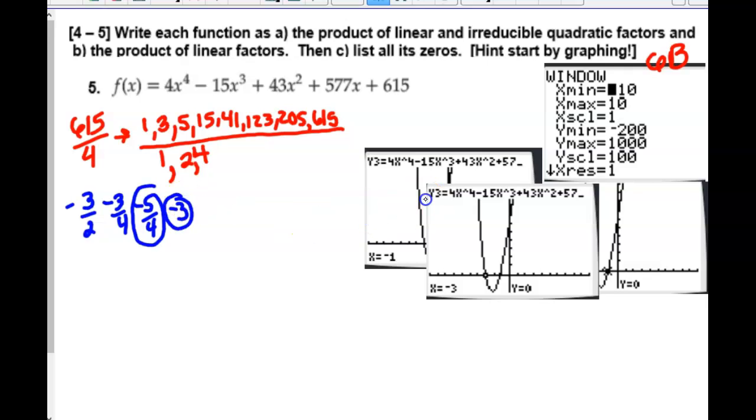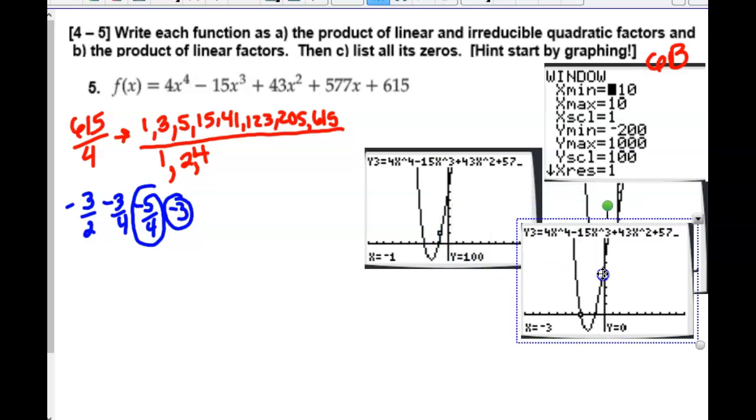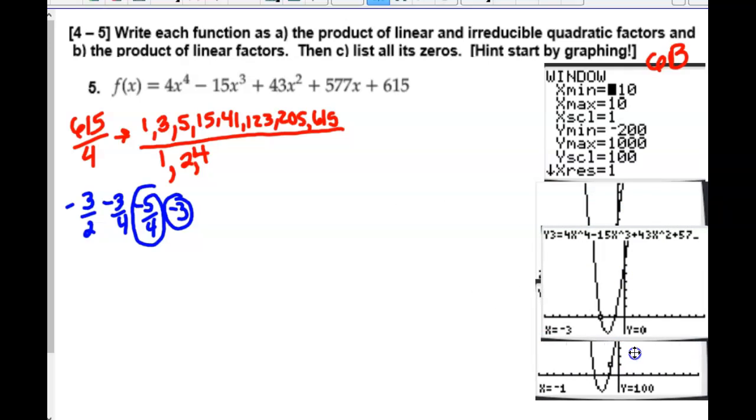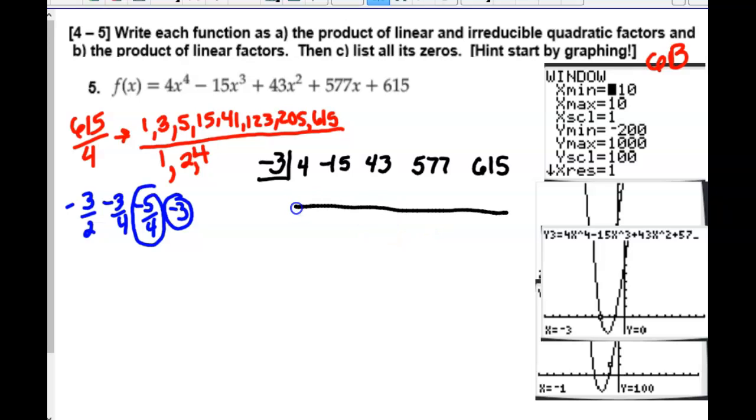Okay. So to find the other 2 and to find the irreducible factors, we need to do some division. Let's do the nice one first, and we can do synthetic division. -3, 4, -15, 43, 577, and 615. This concept is on section 2.4 when it's on a quiz next week, but it's not as complicated as this one is.